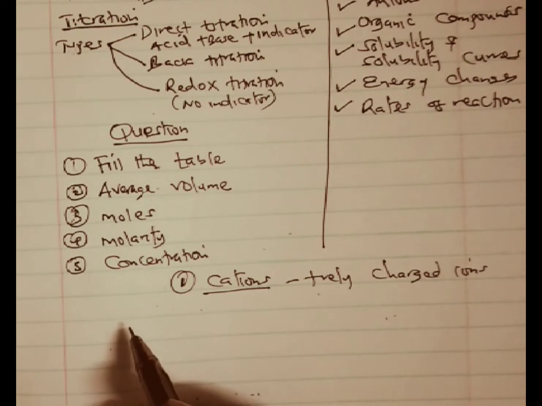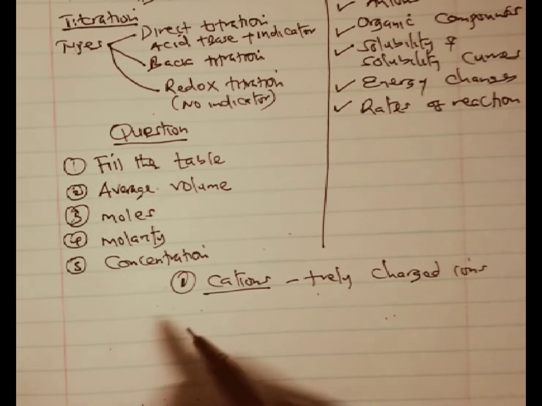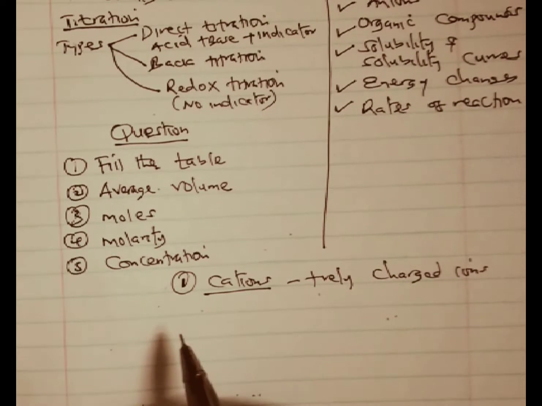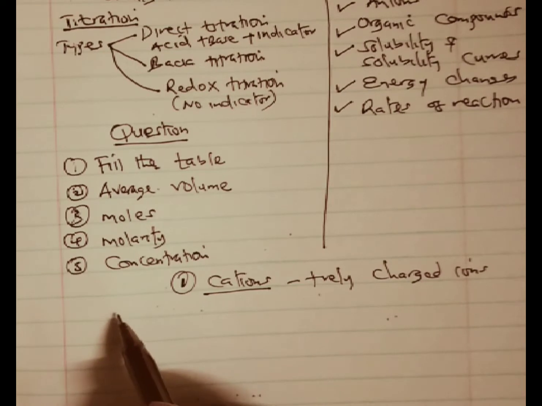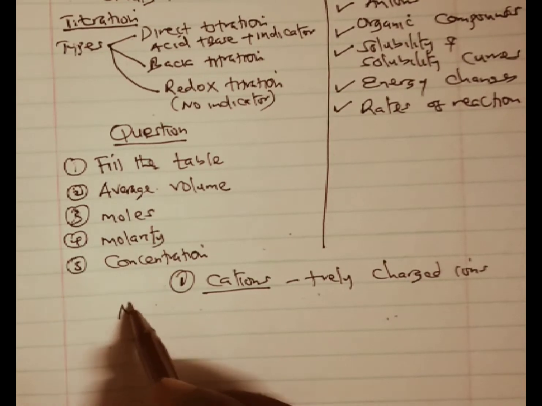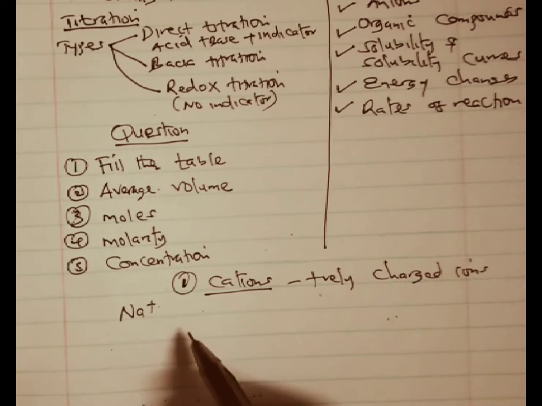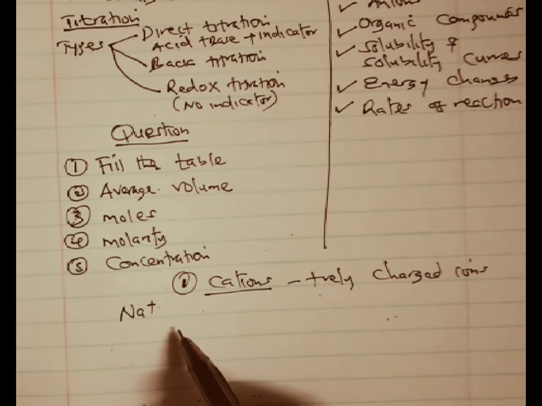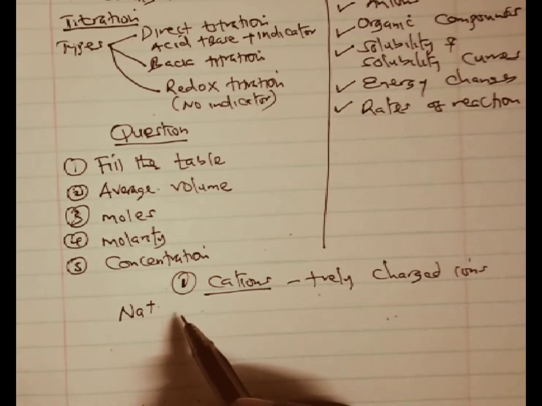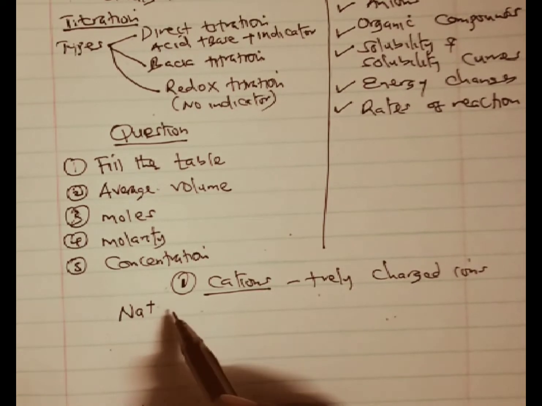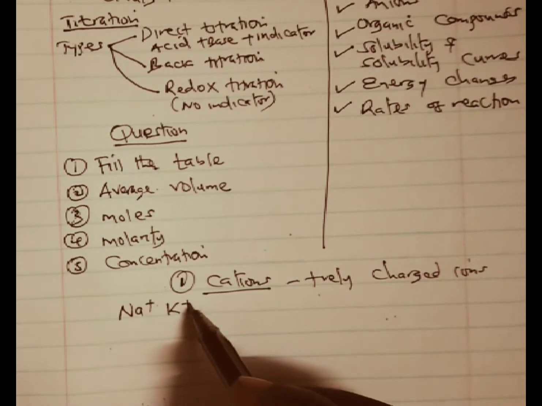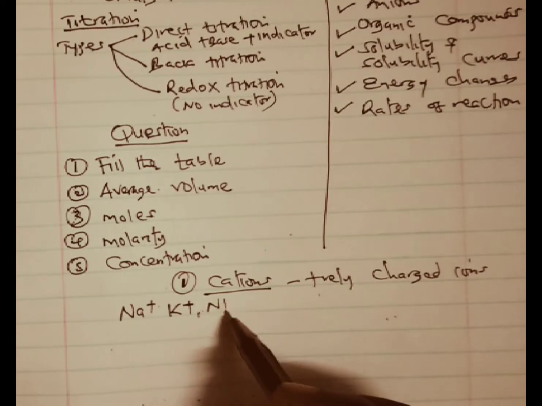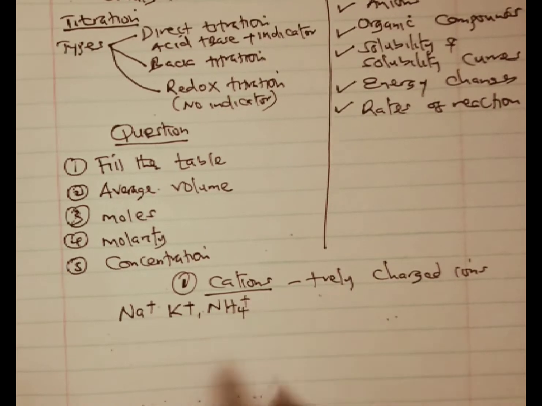The cations that we are going to test under this discussion, we are going to have the following. We have those cations that form white precipitates with the reagents that are used to test cations. We have sodium ions, we have potassium ions, we have ammonium ions.